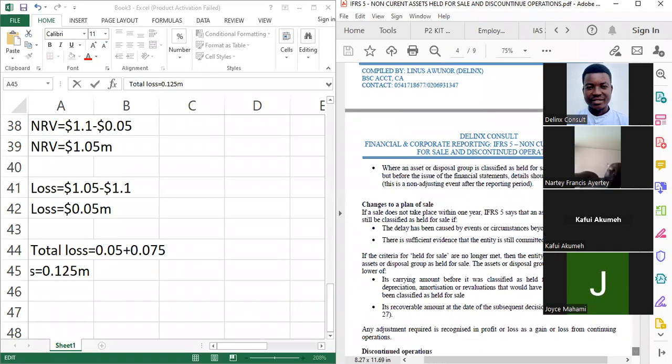If the assets should be reclassified, what we do is that we assume that if the asset was not classified as held for sale, what should have been the carrying value of the asset?